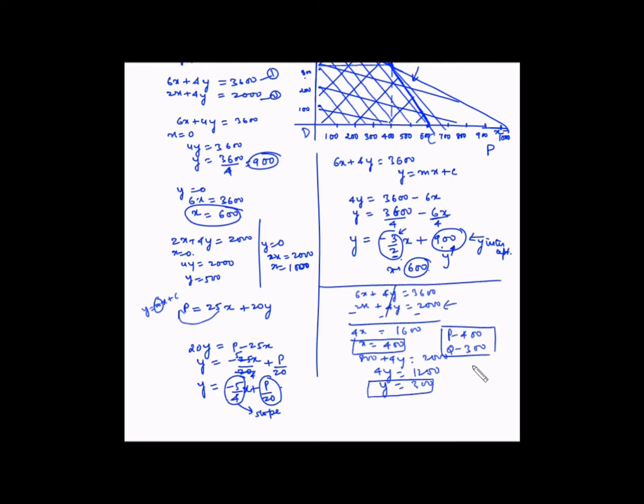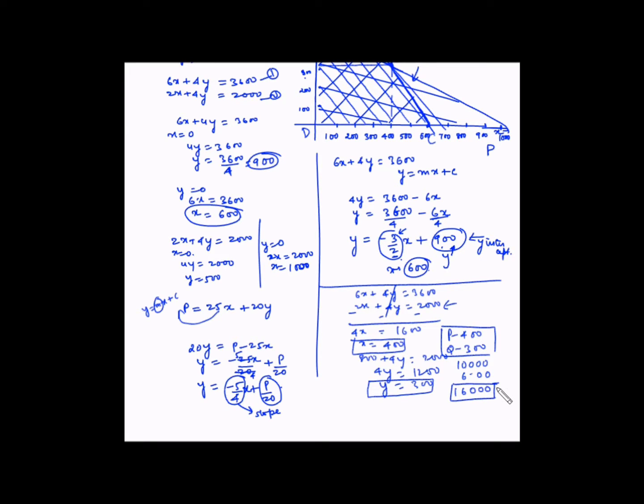Now if we equate the profit, if we manufacture these quantities, for P we have a per unit profit of 25. So 400 multiplied by 25, which is 10,000. And for Q we have a profit of rupees 20 per unit. So 300 multiplied by 20, which is 6,000. So this way we can get a profit of 16,000.